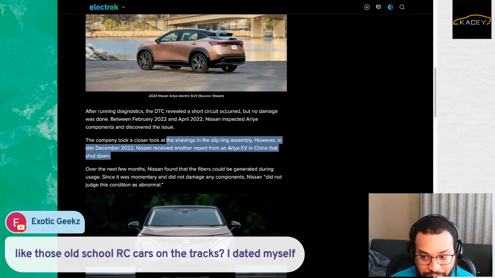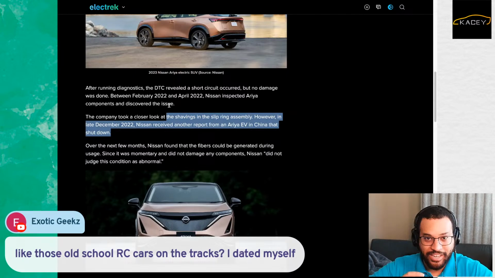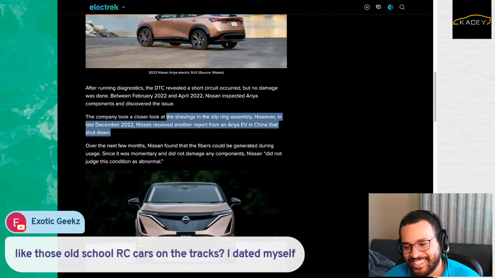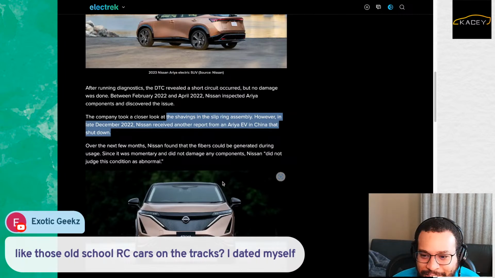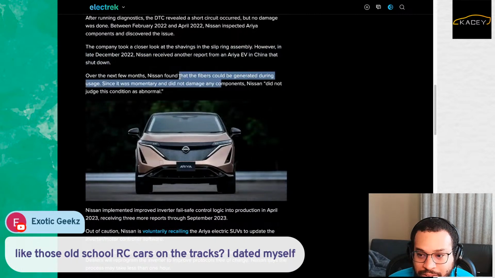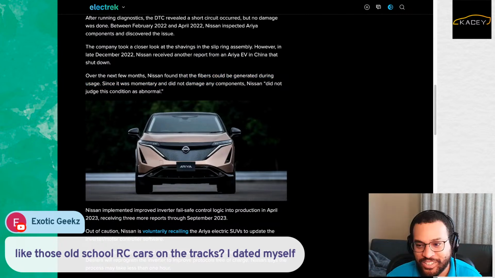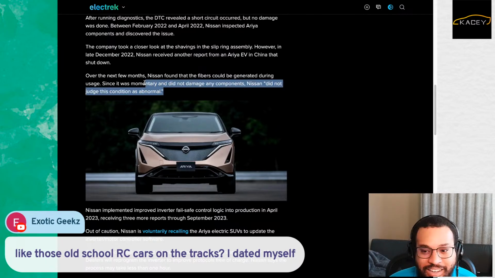Alarm bells should be going off by now. Like, okay, this is rare, but it just happened again in China. And the sample size in China is tiny because Nissan isn't really represented in China like that. Over the next few months, Nissan found that the fibers could be generated during usage. It's called the slip ring. That sounds like friction, does it not? Since it was momentary and did not damage any components, Nissan did not judge this condition as abnormal.